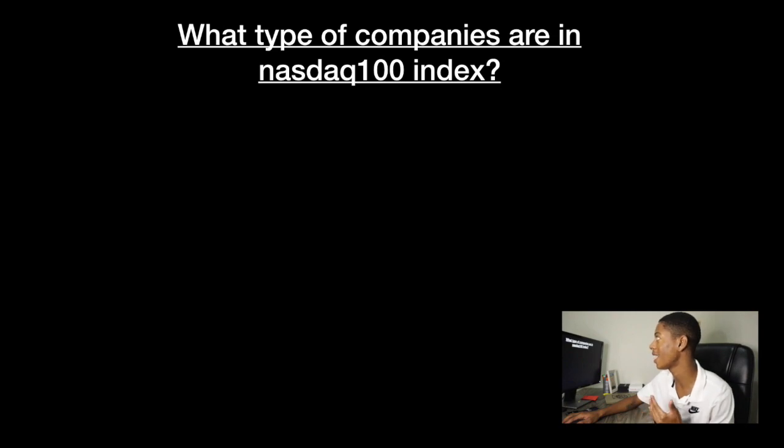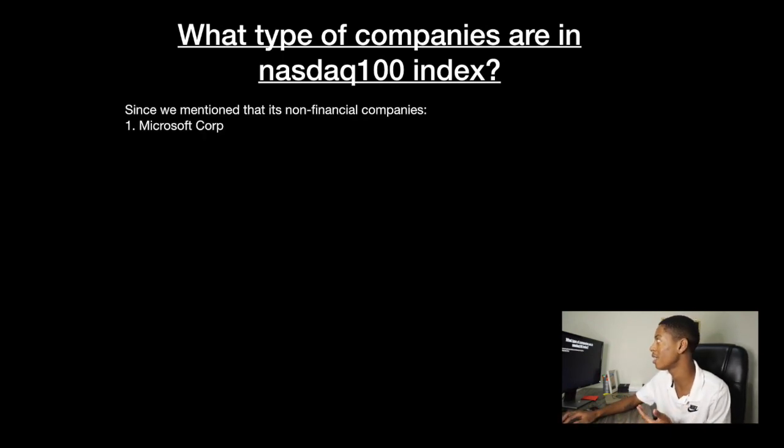What type of companies are in the NASDAQ 100? Since we said that it's non-financial companies, what type of companies are those? Okay, let us take a look at that. Since we mentioned that it's non-financial companies, we do speak about Microsoft. One of the companies is Microsoft, so I'm going to be speaking about 5 companies and the rest are 95, of course, since it's 95 companies that make up the NASDAQ 100 index.